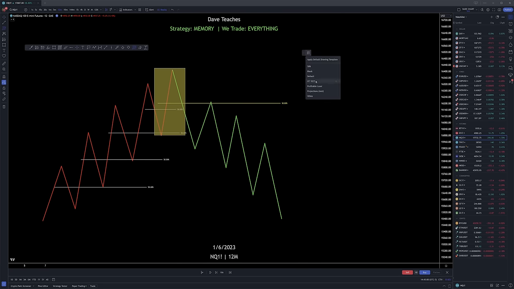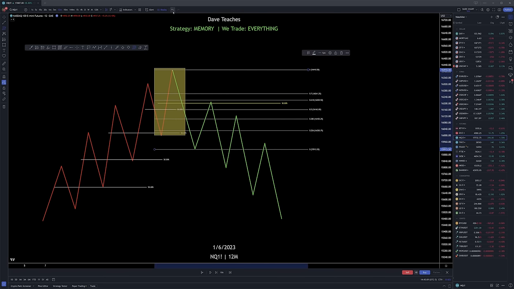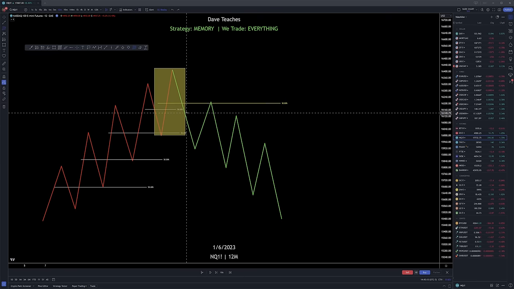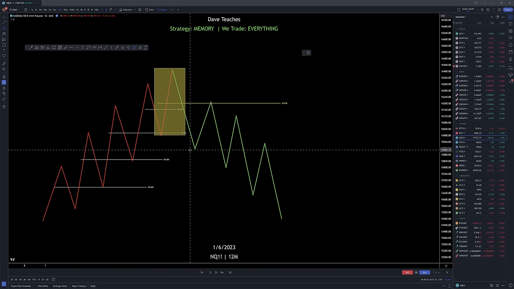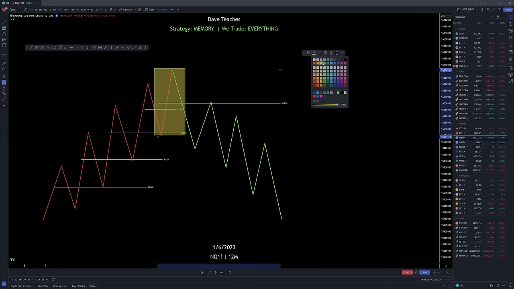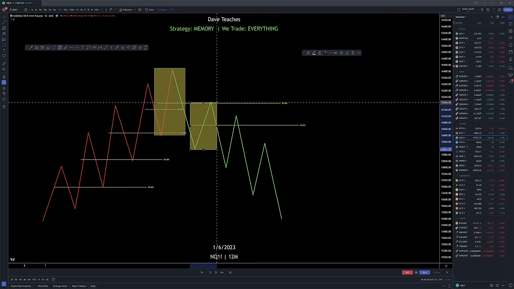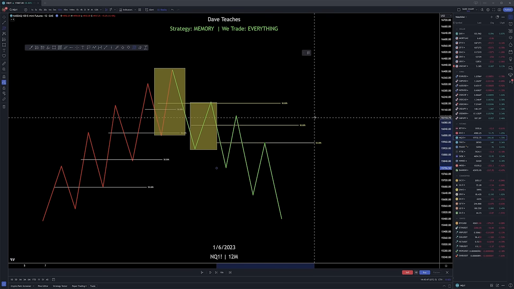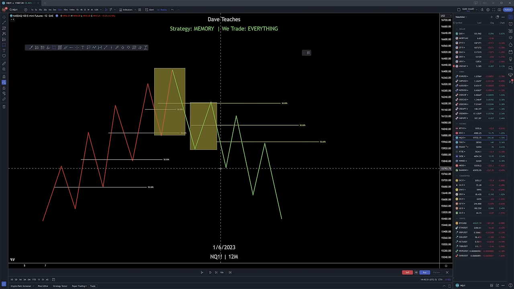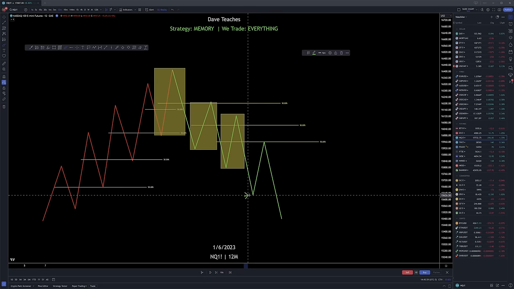Again, y'all, that is not your OTE 50%. That is the 50% of the previous range. Okay? So now that we know that it's the 50% of the previous range, as we continue to make our way down, you see, it's the 50% again of that previous range. Then we put in a low here, right? And it's the 50% of that previous range. And then we put in a low here and we trade back up to what? The 50%. And we target the low.